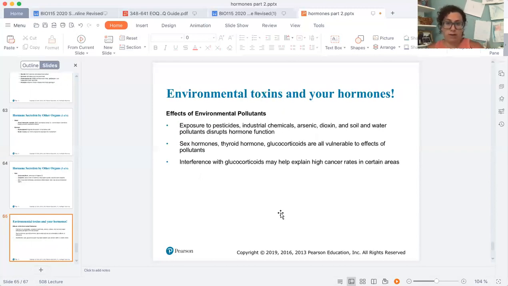And this is not part of your textbook, but I like to add it because I'm a naturopathic doctor and this is my bread and butter. Environmental pollutants do affect your hormones in a negative way. Pesticides, industrial chemicals, things like arsenic, dioxin, and the soil and water that we grow our plants in can all disrupt hormone function if it's not clean. Sex hormones, thyroid hormone, and your cortisol are most vulnerable to these effects of pollutants. The interference with these glucocorticoids might help explain why high cancer rates are occurring in certain areas.